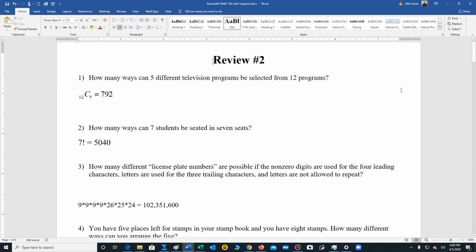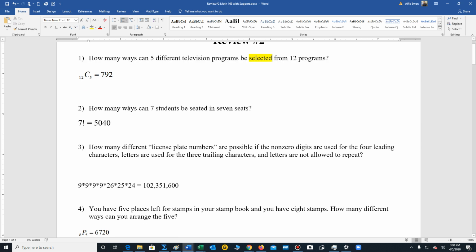Hello. We're now going to go over the practice review for exam 2. The first question asks, how many ways can 5 different television programs be selected from 12 programs? Well, whenever you see the word selected, you're thinking of combinations. So the answer is 12C5, 792, because there's 12 programs and we're selecting 5.